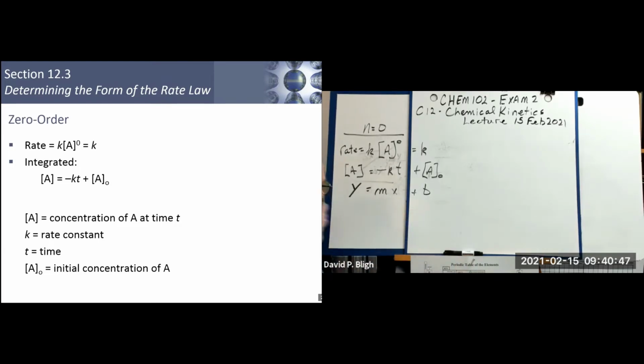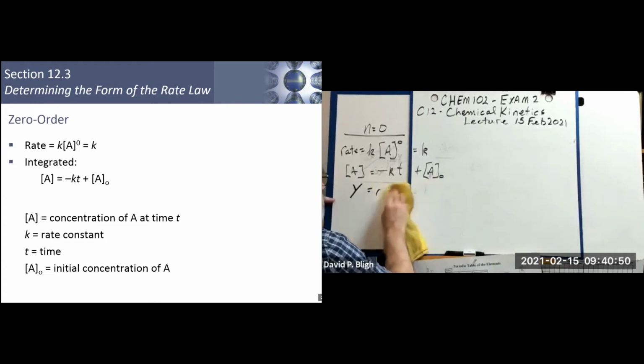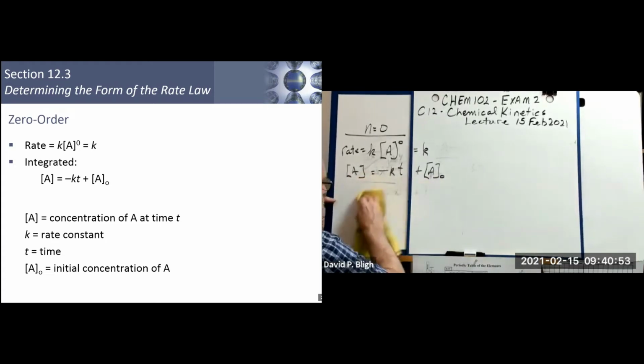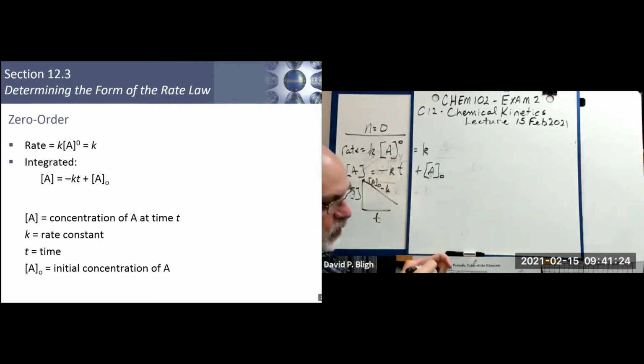So if you graph it with t on this axis and the concentration of A on this axis, what do you get? Well, a negative K is a negative slope. So it has to go this way. And the slope is negative K. It also intersects right here at A0. So there's your y-intercept at A0.